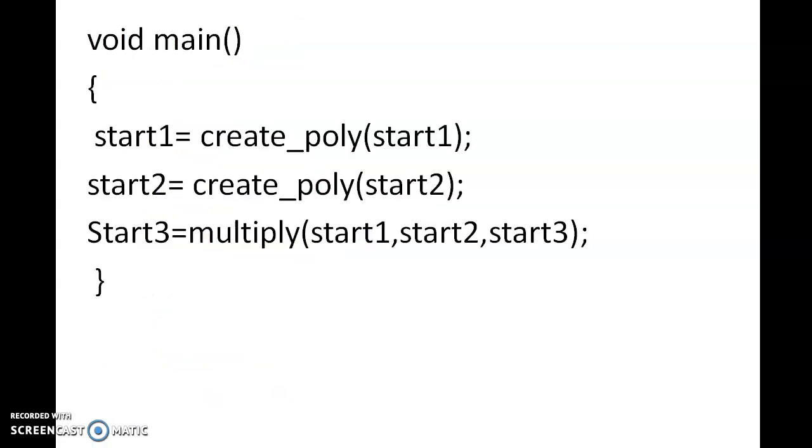And this is the driver program. I am creating polynomial 1 by using create polynomial, then polynomial 2, and I am multiplying these.